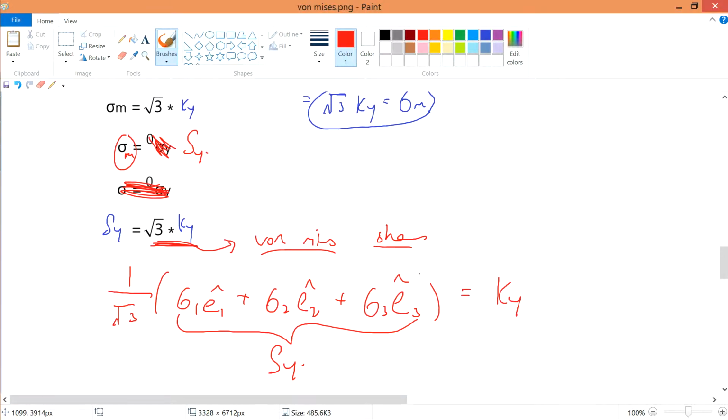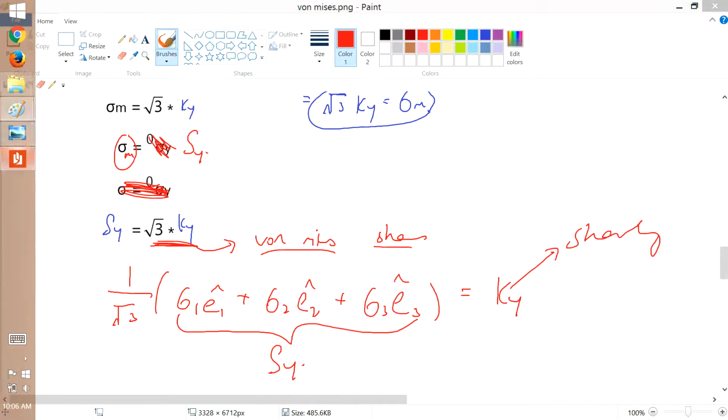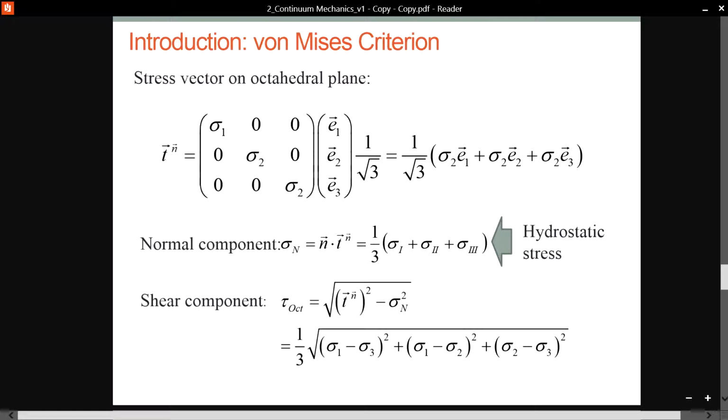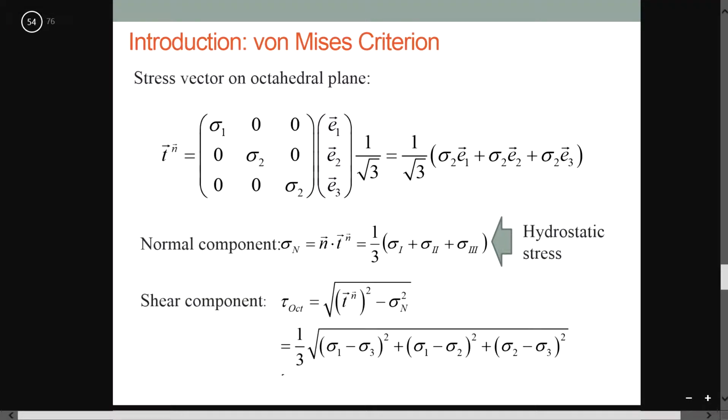So this whole thing over here, 1 over square root 3 times your U strength, your normal stresses or your hydrostatic U stress, is equal to the shear part of your U stress. So this thing over here is your shearing, and if you take a look, this thing is in fact inside your PPT. It should be this one, over here.